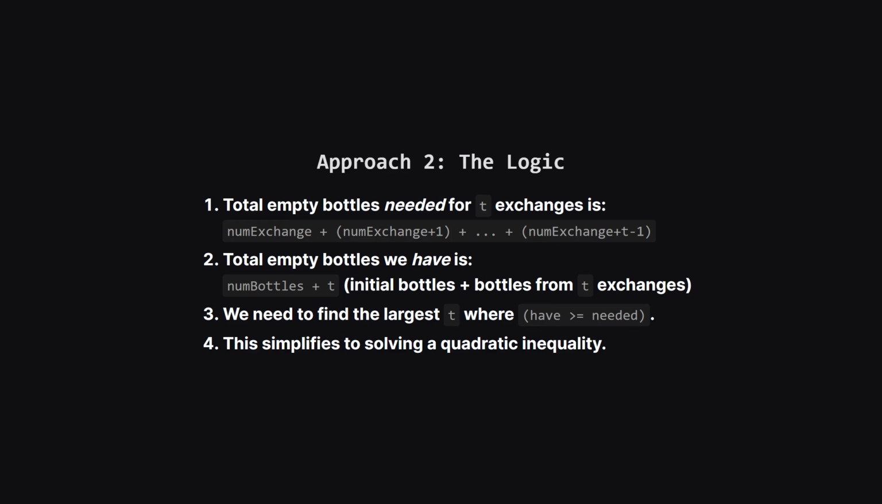On the other hand, the total empty bottles we'll ever have is the initial amount plus the T new ones we get from those exchanges. We just need to find the largest T where the bottles we have are enough to cover the cost. This relationship actually forms a quadratic equation, which we can solve directly.